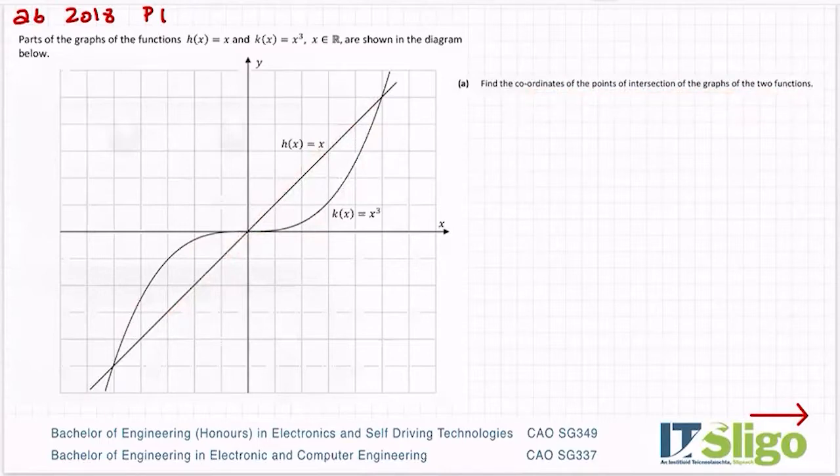Okay, so the point of intersection of graphs you can find typically with simultaneous equations, but it probably wouldn't work here too well because we just have x and x cubed. So what we are asking is, where is h of x equal to k of x? In maths language, that's what that English line means. Of course h of x is x, so we're asking where is x equal to x cubed?